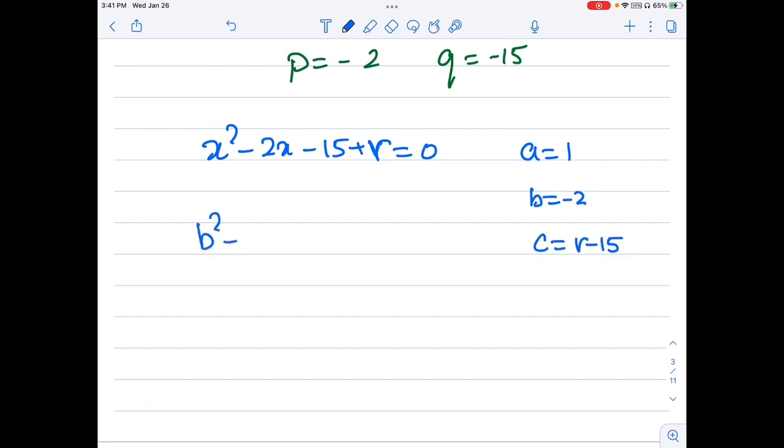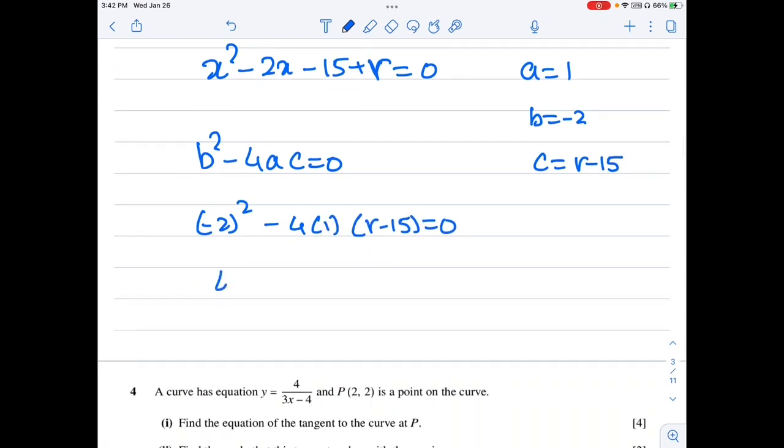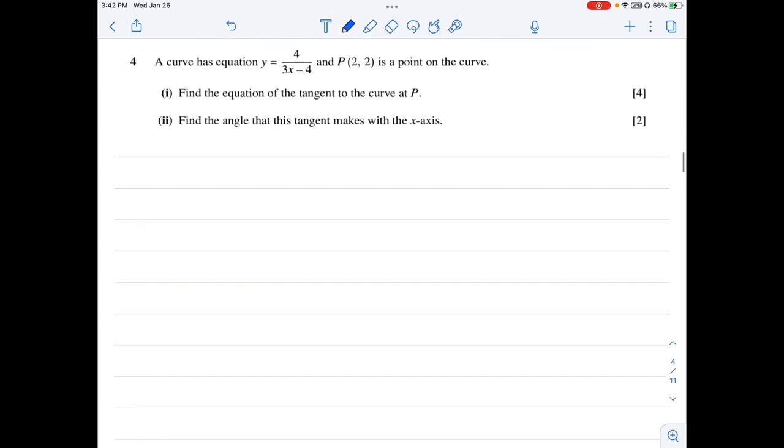Equal roots means b² - 4ac should be equal to 0. (-2)² - 4(1)(r - 15) should be equal to 0. So 4 is equal to 4 times (r - 15). 4 and 4 get cancelled. This gives you r - 15 = 1, r = 16. So what is the value of r? 16.